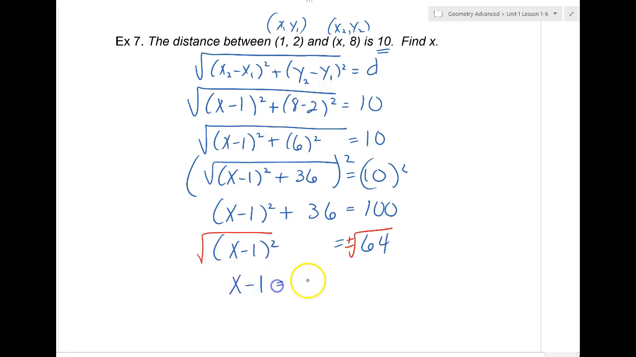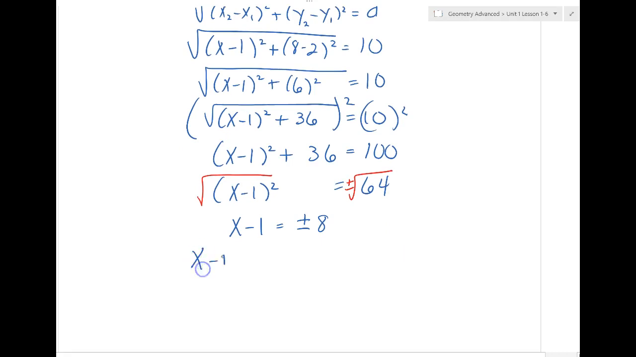x minus 1 is equal to plus or minus 8. So you get x minus 1 is equal to a positive 8. Then I get x minus 1 is equal to a negative 8. Can I solve both of those equations now? x will equal 9, or x is going to equal what?